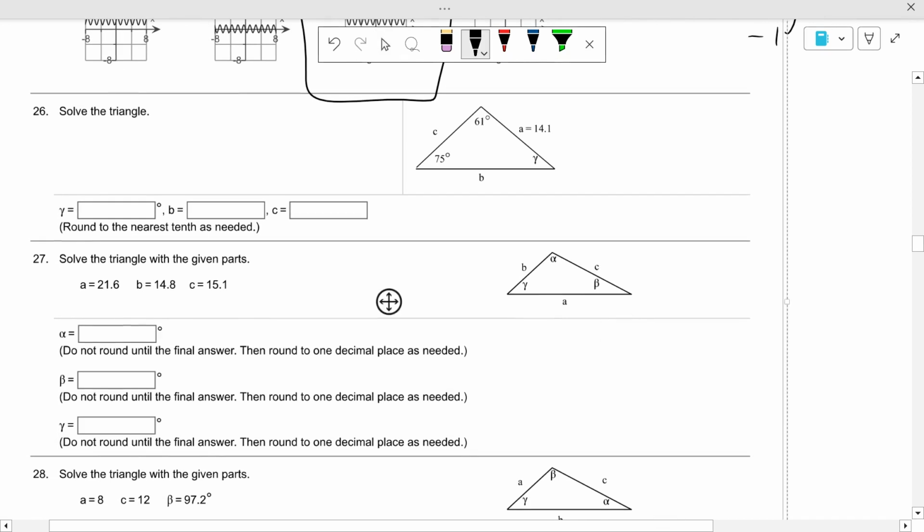How many degrees are left for y? 61 and 75 make 136, right? What's 180 minus 136? 44. Okay, and now we have to use law of sines to figure out b and c. So the sine of 61 over b equals the sine of 75 over 14.1. We cross multiply and solve. So 14.1 times the sine of 61, press equals, divided by the sine of 75, press equals, and then we get our answer.